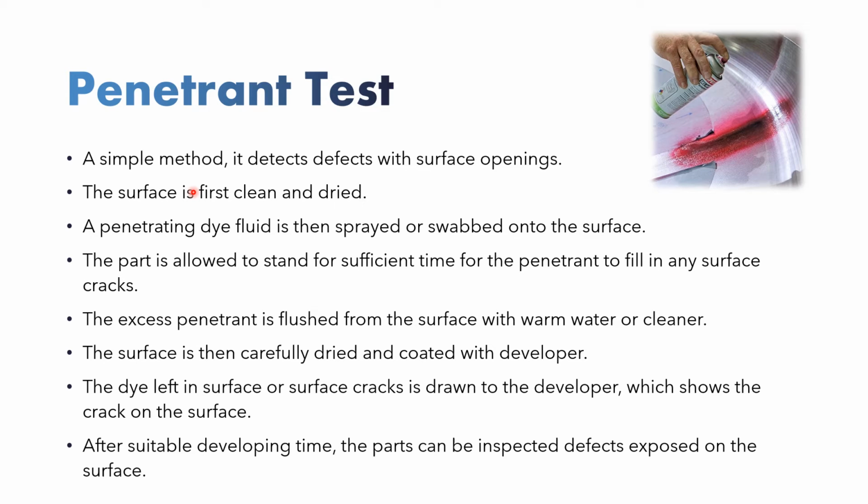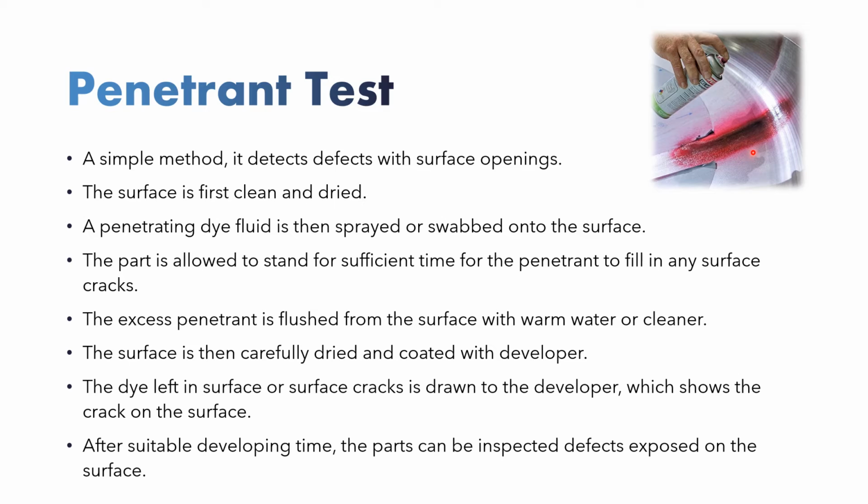So the Penetrant Test is a simple method, and it detects the defects, right? The flaws with the surface opening. A surface opening is nothing but just an opening on the surface. So what we do, we clean the surface and then we dry it, and then we spray the penetrating dye fluid. If you don't have a spray, you can swab onto that surface, and then you're going to allow that part to stand for sufficient time.